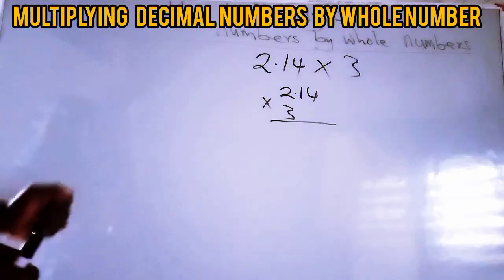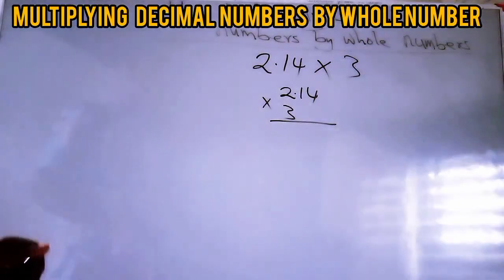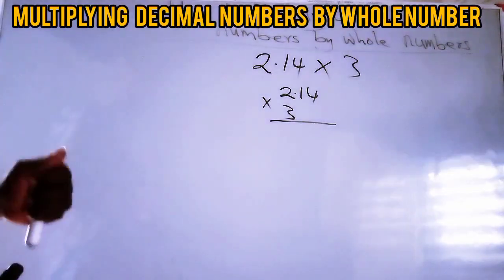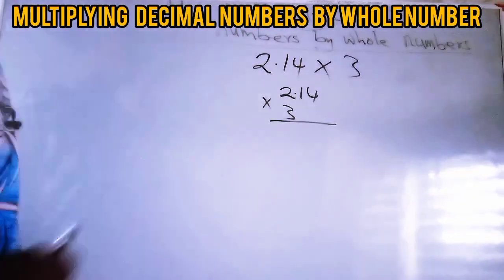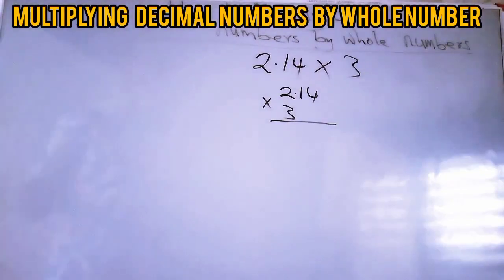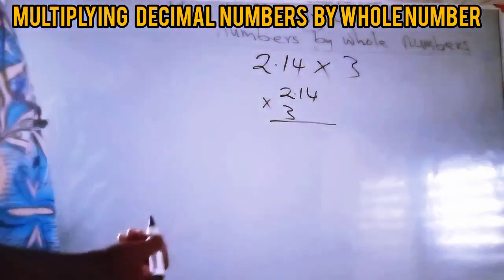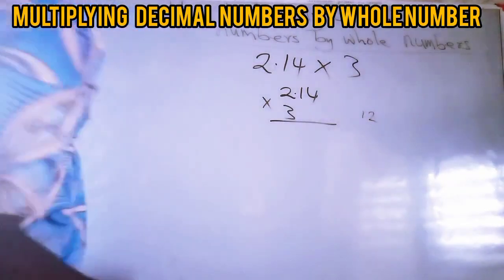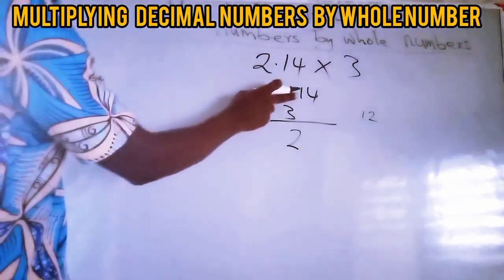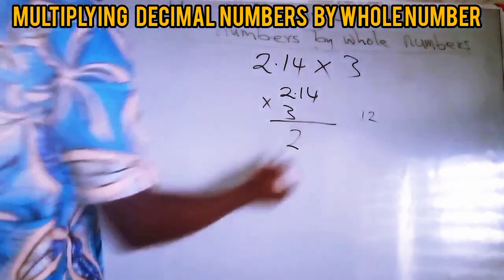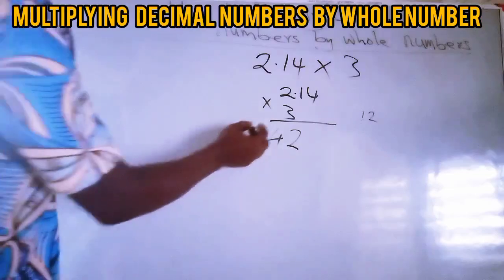Now, when we were multiplying decimal numbers by decimal numbers, we made mention that the first thing you are supposed to do is to ignore the decimal point in the question. So we are going to apply the same rule here. We are ignoring that decimal point there. So let's move ahead to multiply. 3 multiplied by 4 will give us 12. So we write the 2, carry 1. 3 multiplied by 1 will give us 3, plus our 1, it will give us 4. Then 3 multiplied by 2 will give us 6.